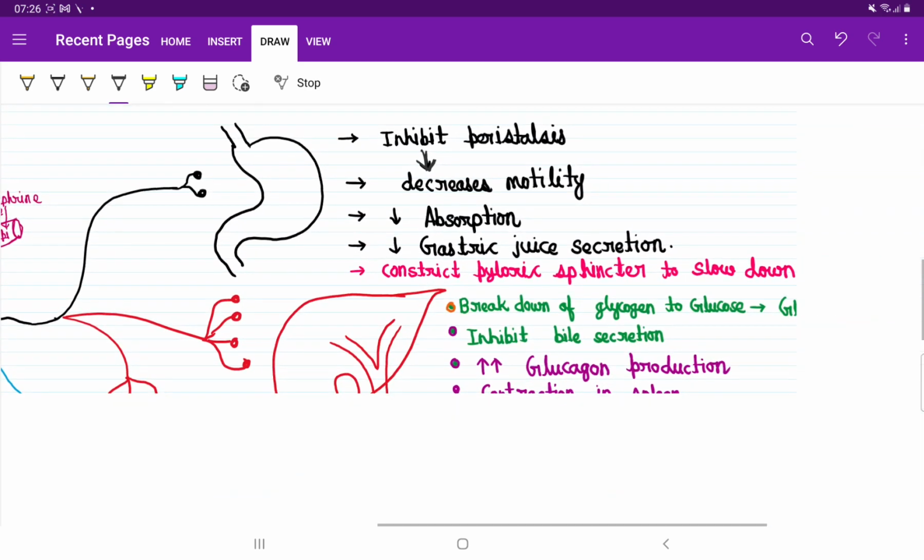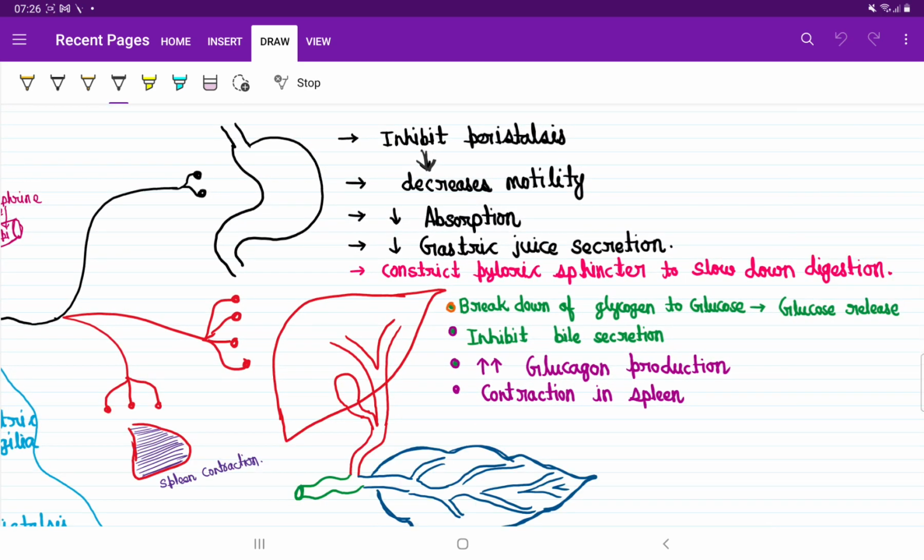They constrict the pyloric sphincter to slow down digestion. Yes, if the pyloric sphincter is constricted, the food will not move ahead, right? And the process of digestion will slow down. So what will be the ultimate effect of the sympathetic neural supply on the digestive system? They suppress, they decrease the process of digestion and absorption.